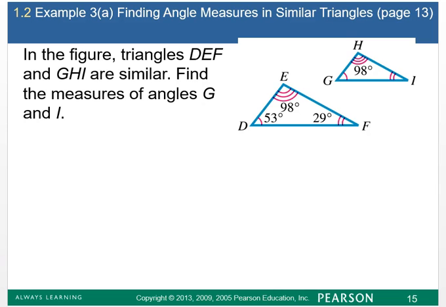In this first example about similar triangles, it says in the figure, triangles DEF and GHI are similar. Find the measure of angles G and I. Here are the corresponding angles marked with their little markings. This one is marked with 1. The corresponding angle for D is G, so this angle right here, G, is also 53.